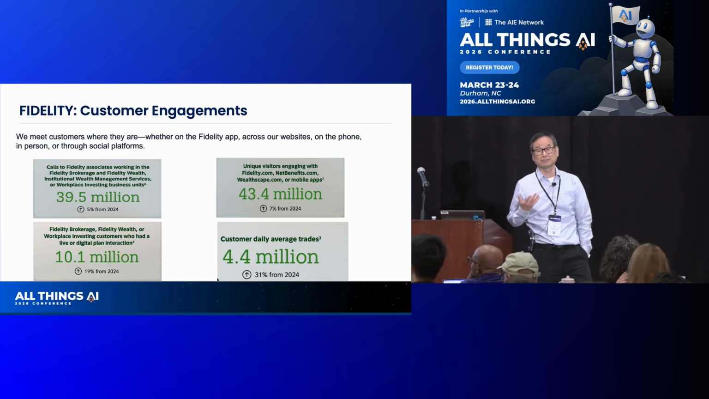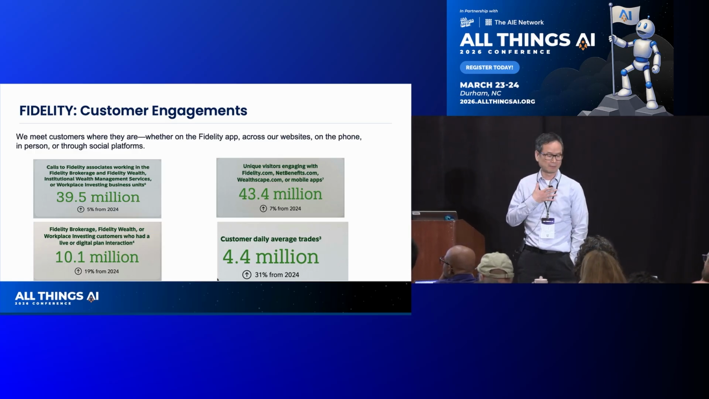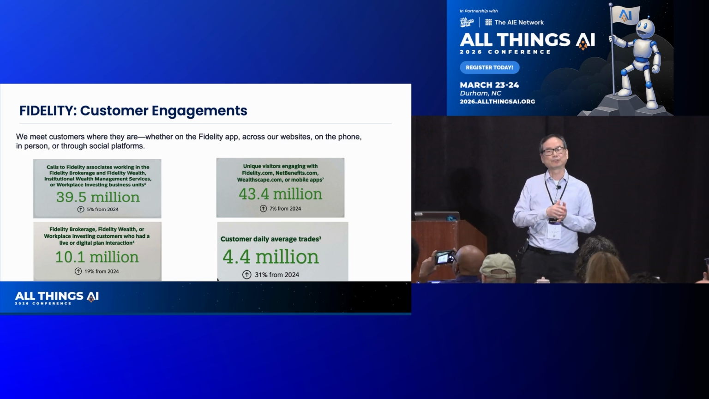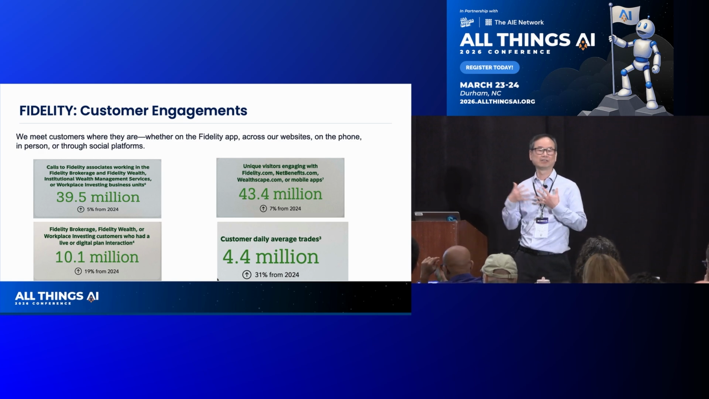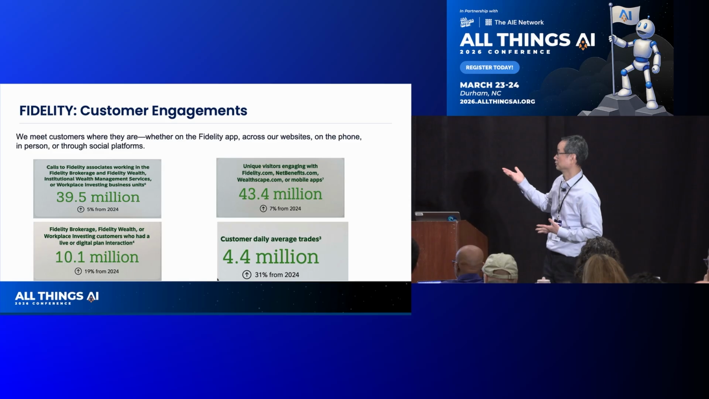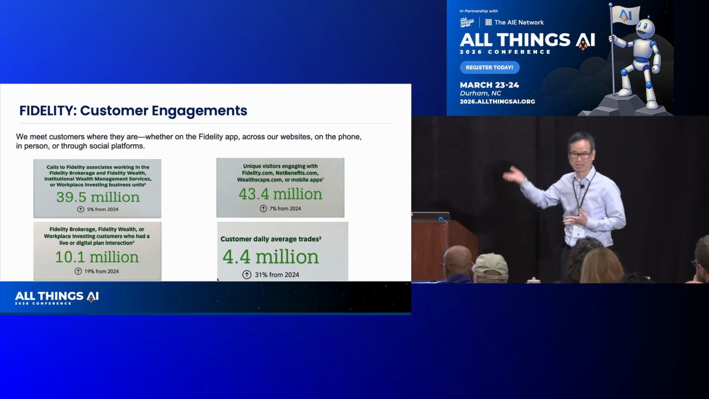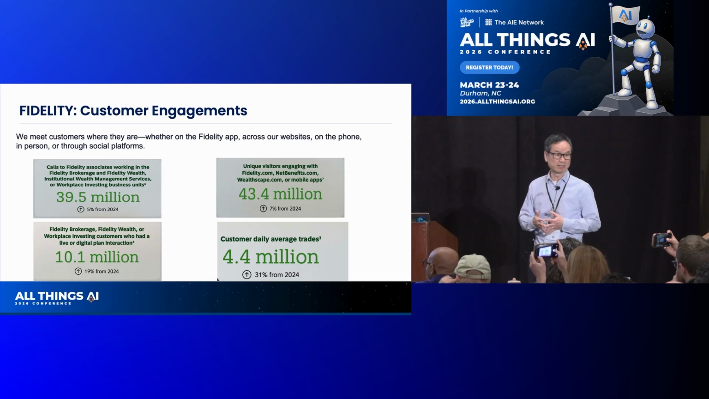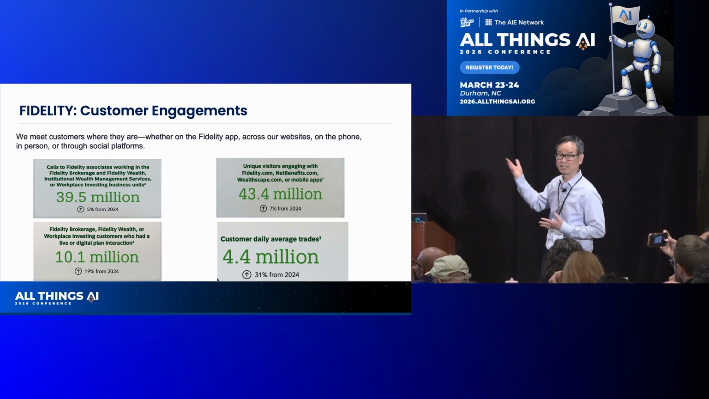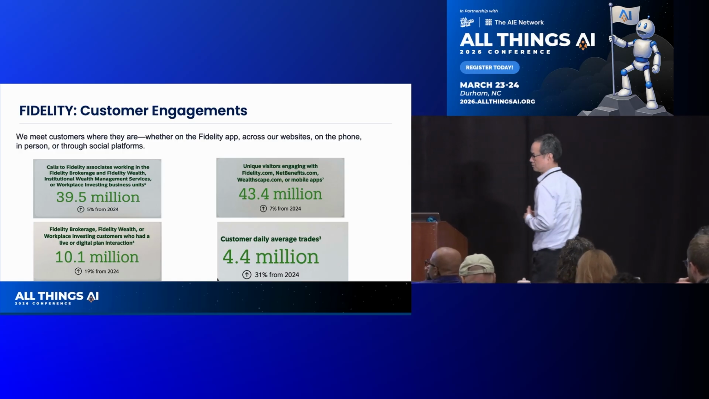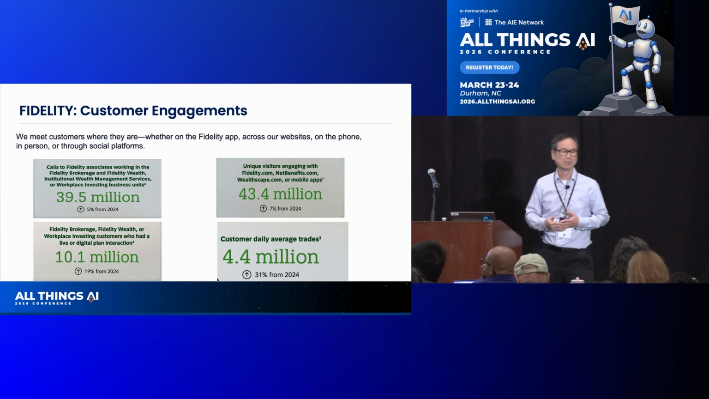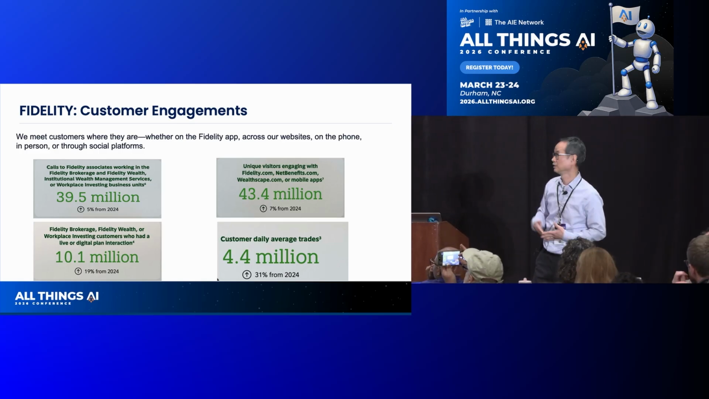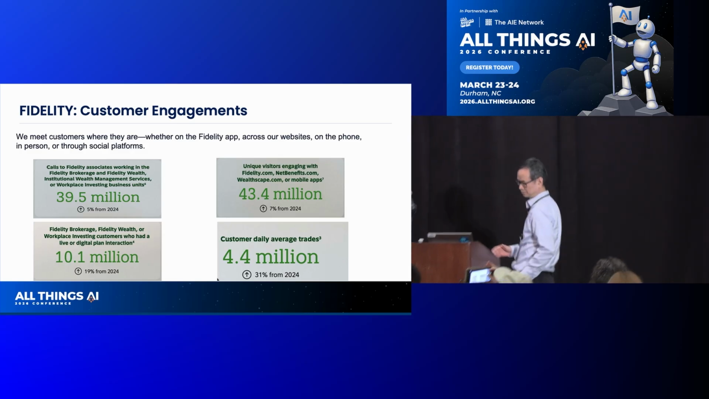In terms of scale, one of the areas where we are trying to apply AI is customer service. Just look at some of these mind-boggling numbers. Last year, we handled 40 million phone calls and had more than 43 million digital engagements. So how do we use AI to serve our customers at such a large scale?